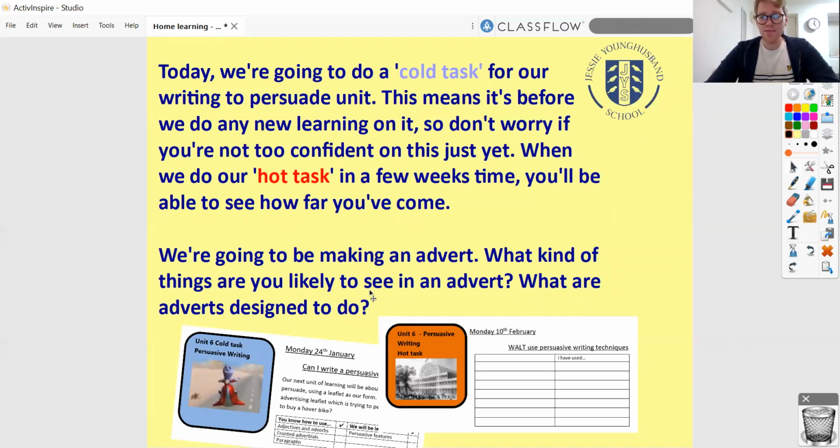I've used the word leaflet in here. We're doing this in the form of an advertising leaflet. Don't get too bogged down in the leaflet aspect there. Really, that just means it's normally on a folded bit of paper. But the crucial thing here is an advert, because I think this is probably the most common sort of persuasive writing you will have seen.